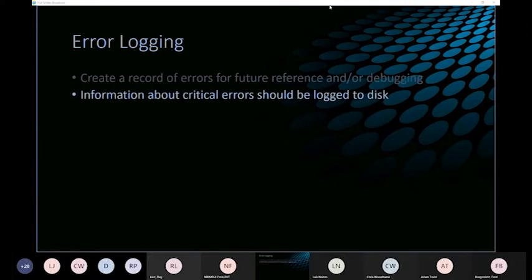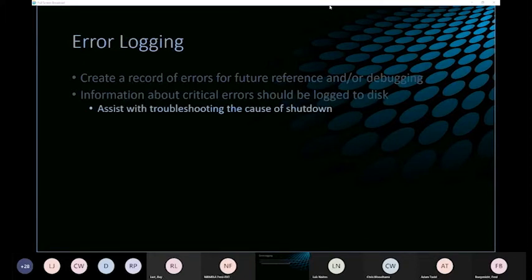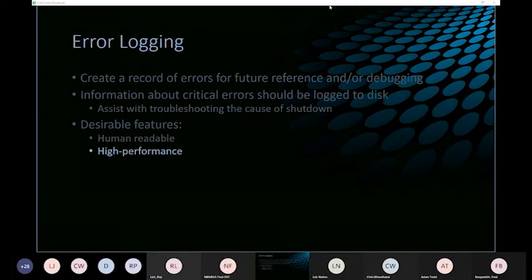All right, so critical errors should definitely be logged to disk, right? You definitely want to know when critical errors happen. So that's going to help you with troubleshooting. The desirable features of logging are human readable and high performance. You don't want the logging itself to get in the way of your application. Limited space or lifespan, meaning you want to limit the file size or how long you retain these logs, right?